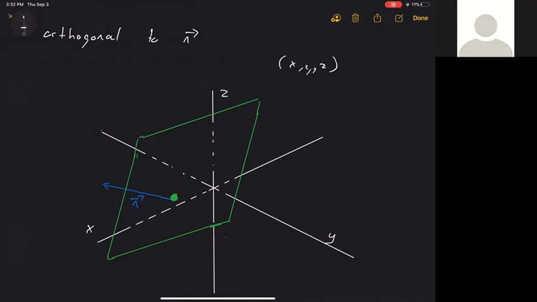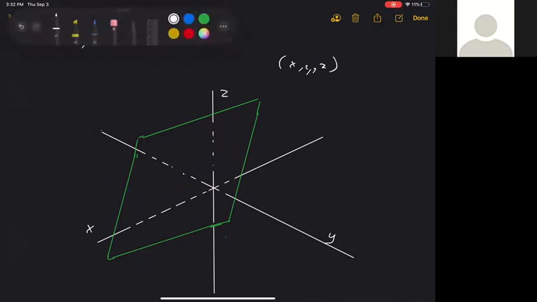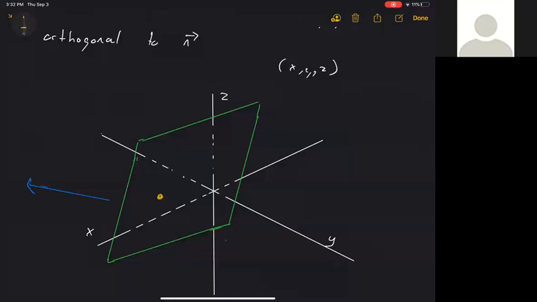So let's start from the beginning. Let's say I know this yellow dot is on my plane, and I know this blue vector is normal to my plane. Maybe this blue vector is over here. It doesn't matter. We can always move it to here, right? With its base at the yellow point.